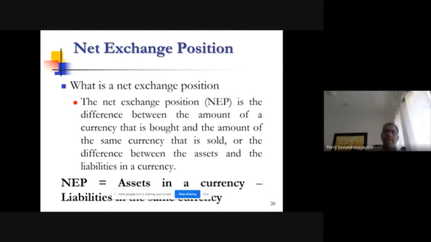You're borrowing and lending in, say, US dollars as an example. You'll be doing forward contracts in US dollars against rupees and other currencies. That whole process leads you to have assets in a certain currency, like I said, US dollars, and liabilities in that currency. So your net exchange position reflects the difference between the assets you carry and the liabilities you carry.